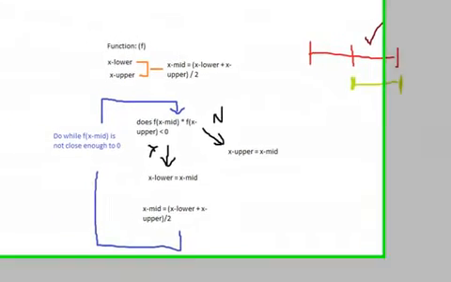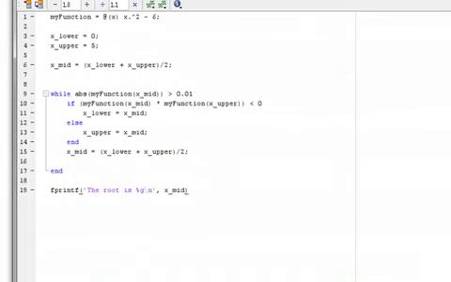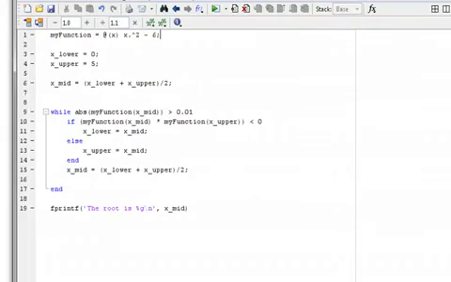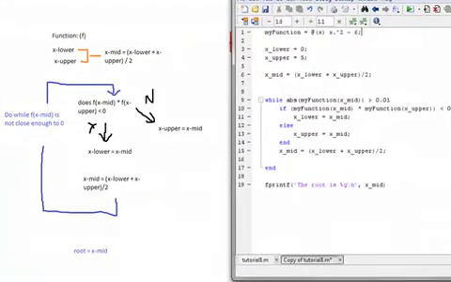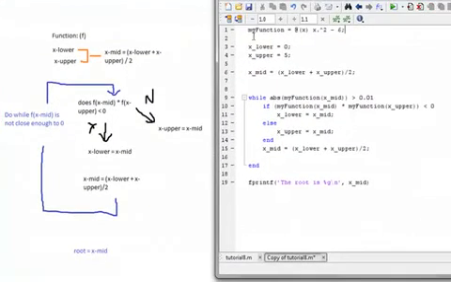So let's show you the program for this. I've made a function, x squared minus 6. I've defined my lower limit as 0 and my upper limit as 5, and I've evaluated for x mid, which I have here.